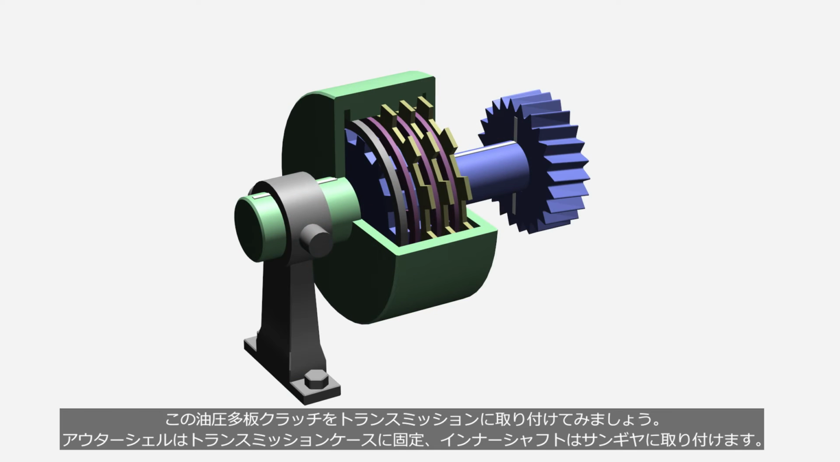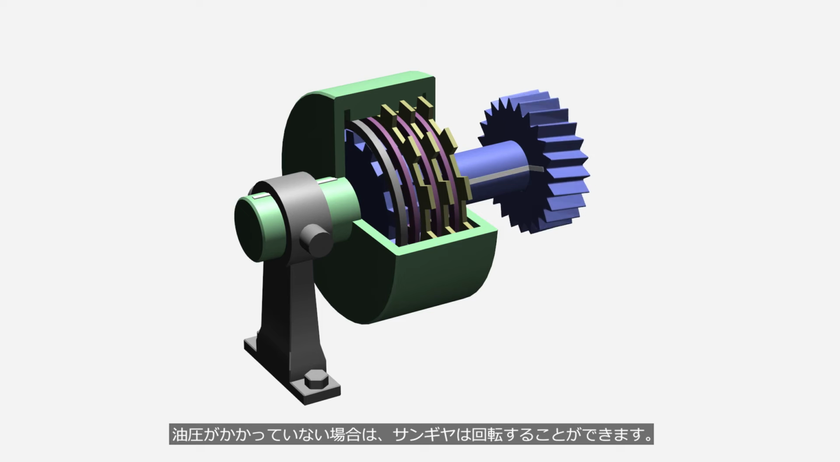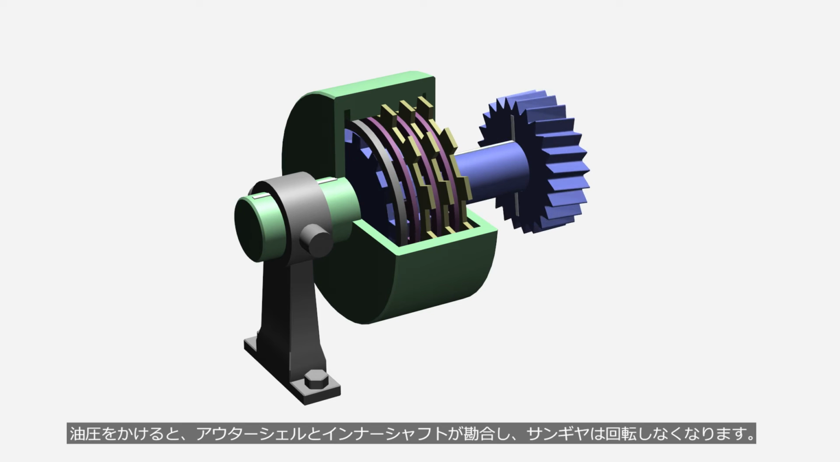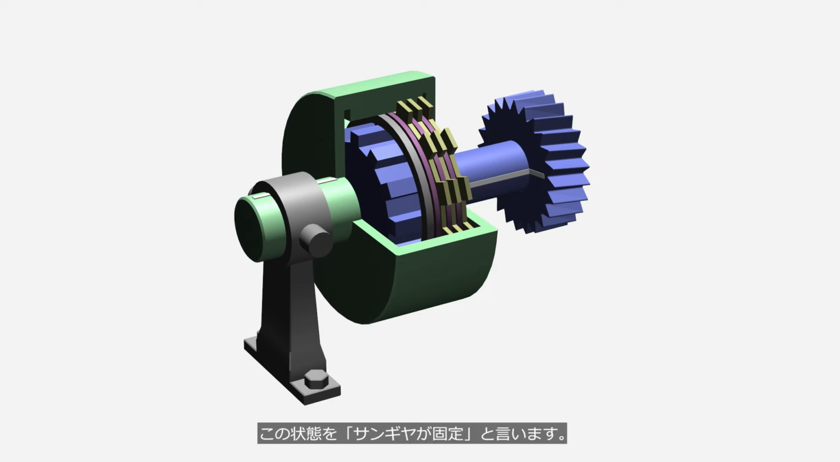Let's try installing a hydraulic multiplate clutch to a transmission. The outer shell is fixed to the transmission case, and the inner shaft is attached to the sun gear. When hydraulic pressure is not applied, the sun gear can rotate. When hydraulic pressure is applied, the outer shell and inner shaft are engaged, and the sun gear does not rotate. This is referred to as the sun gear being held in place.